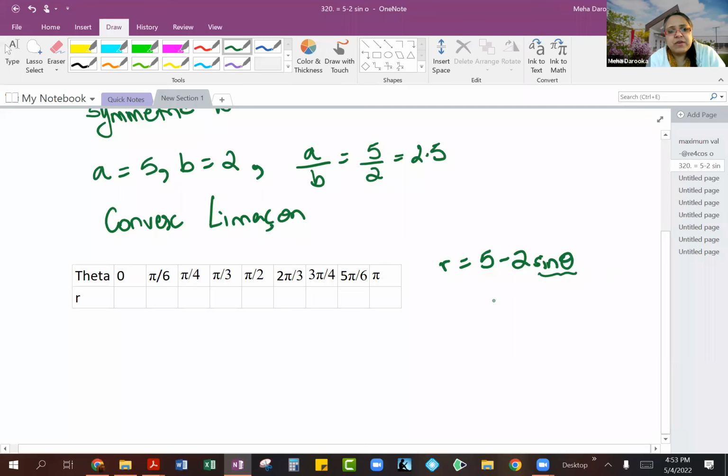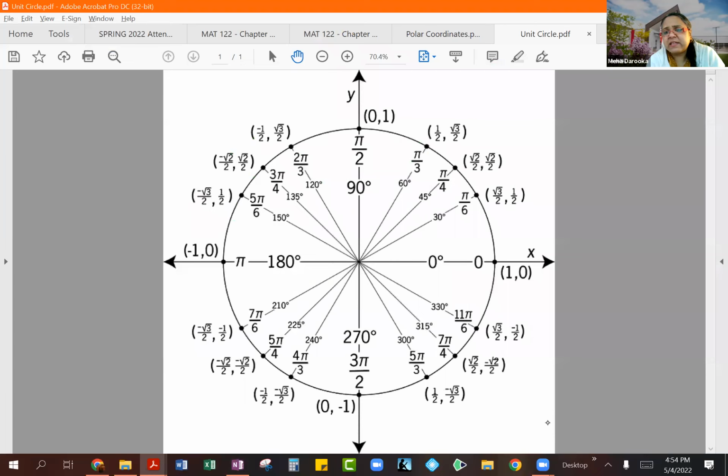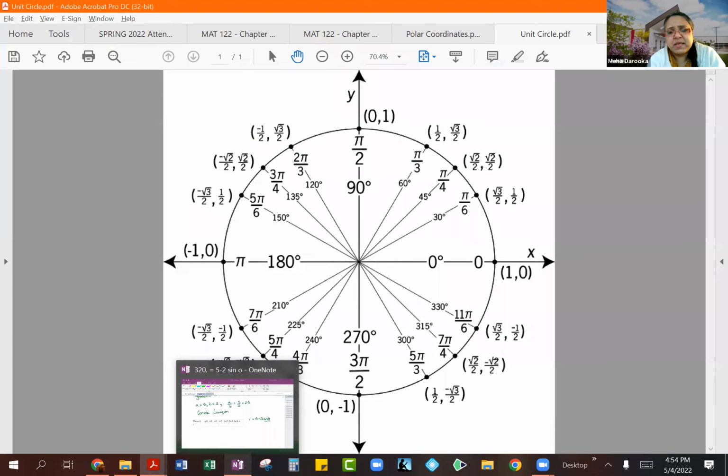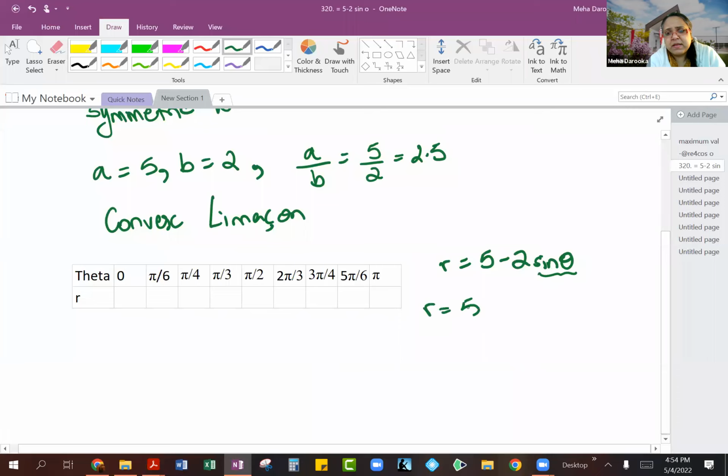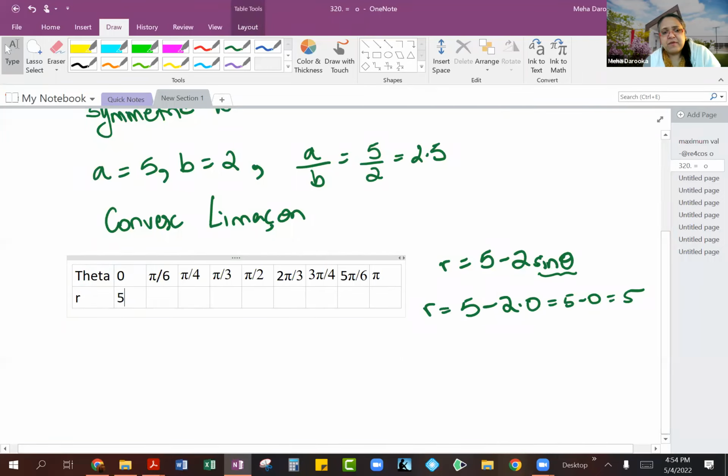So if we start at 0, of course, our sine value at 0 is going to be 0. So this will come out to be 5 minus 2 times 0, which of course will give you 5 minus 0. So as you can see, that will come out to be 5 in this case. We still don't know if that's going to be the maximum value or not, because this is a slightly different function. So you would have to work through this to see where we get the maximum value.